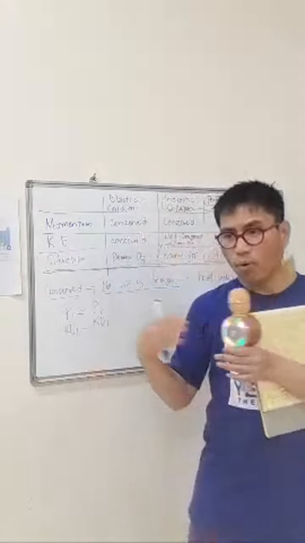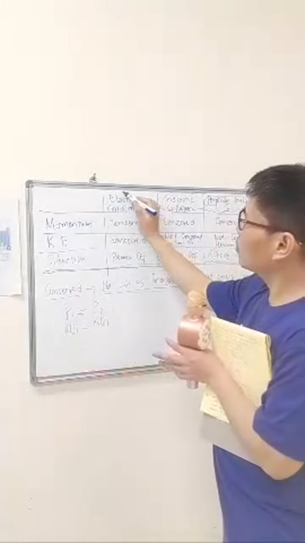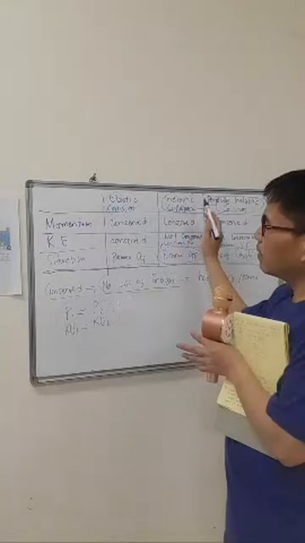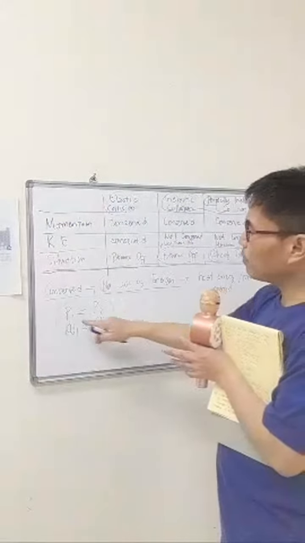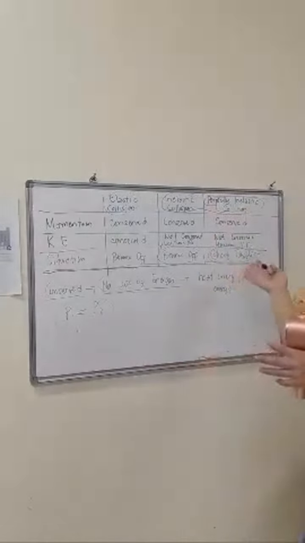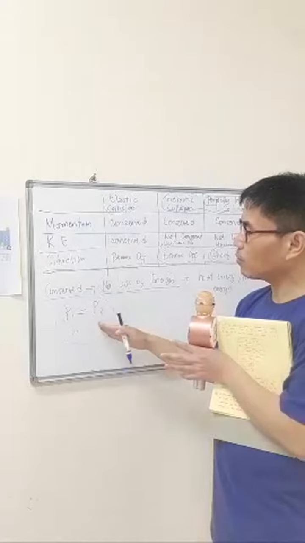Or ball 1, ball 2, something like that. Okay? And then that's going to be an elastic collision. But for the inelastic, it's not like this. Only the P1 and P2, because the kinetic energy will not be conserved. So only your momentum is equal, P1 is equal to P2, but not KE1 is equal to KE2.